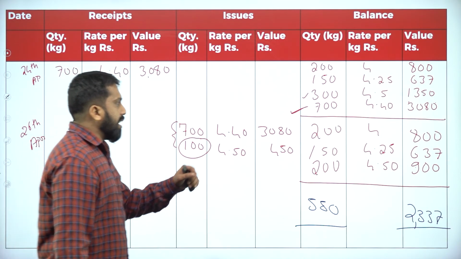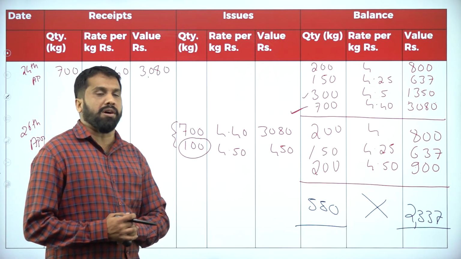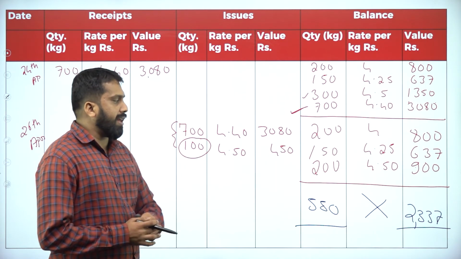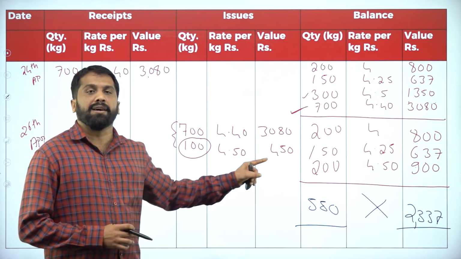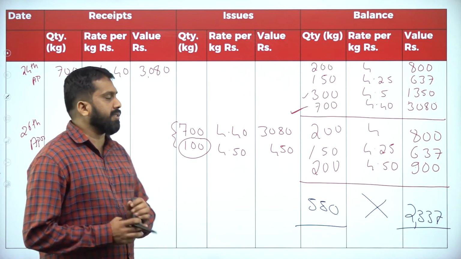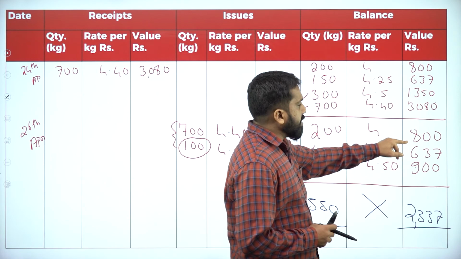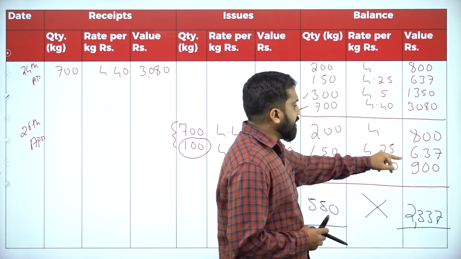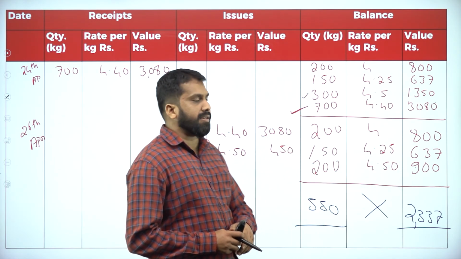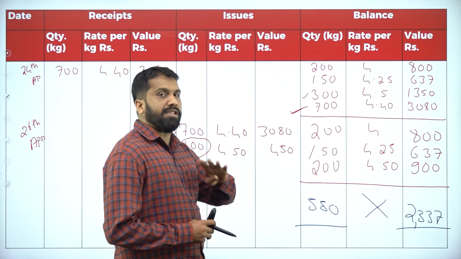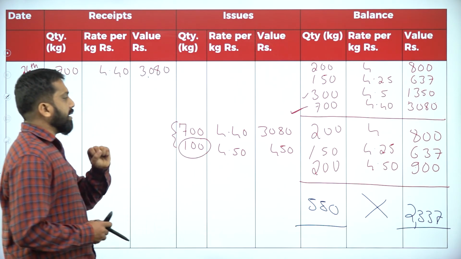Always remember, the rate per unit we will not calculate. What is your closing stock? We have 550 closing stock and the value is around 2337. We should not consider it as your cost per unit. Clear? Yes. Now this is all about your LIFO method. We added everything: 800 plus 637 plus 900, it is 2337. Now 200 plus 200 is 400, plus 150, it will be 550. So this is all about your calculation.